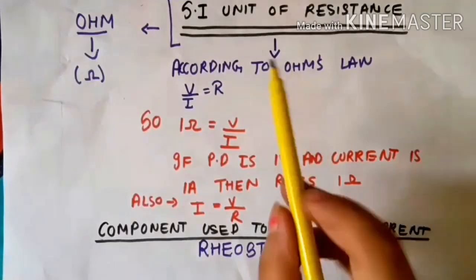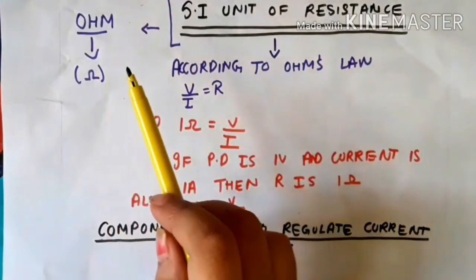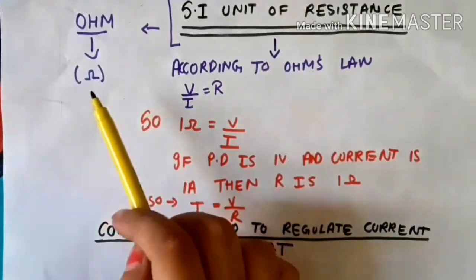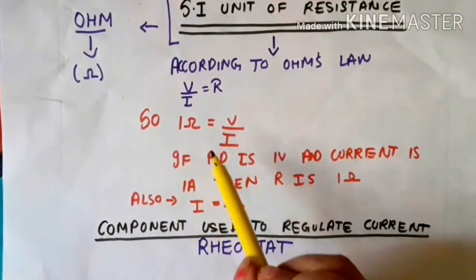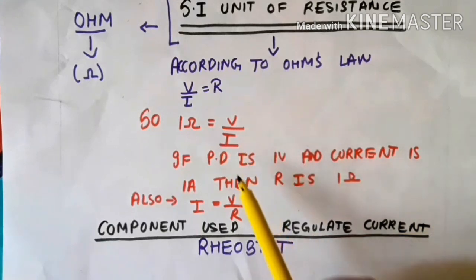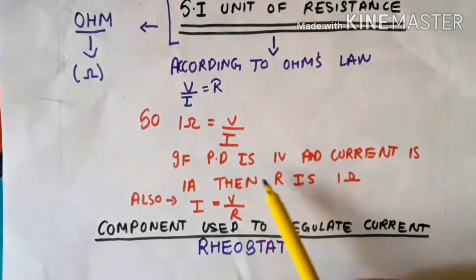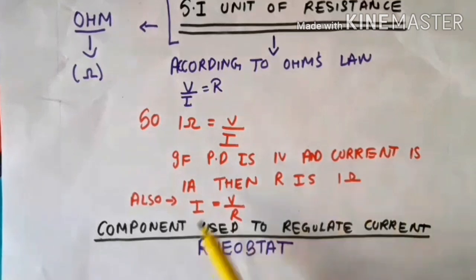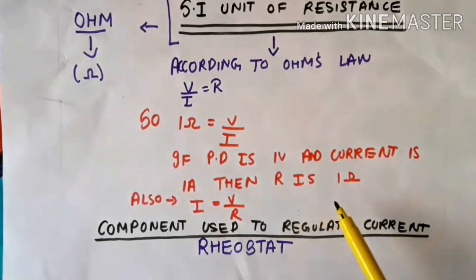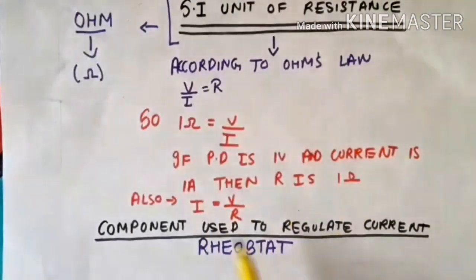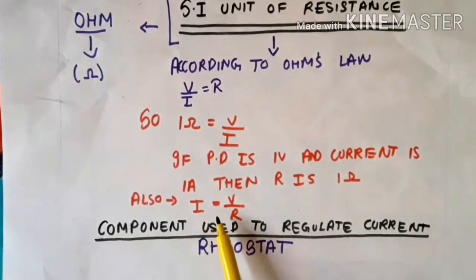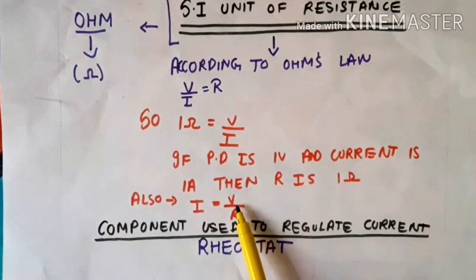Guys, the SI unit of resistance is ohm, and we represent it in science by a Greek letter like this. According to Ohm's law, 1 ohm resistance is equal to 1 volt upon 1 ampere. If potential difference is 1 volt and current is 1 ampere, then R is 1 ohm. Here R means resistance. Guys, we also know that current is directly proportional to potential difference and inversely proportional to resistance.